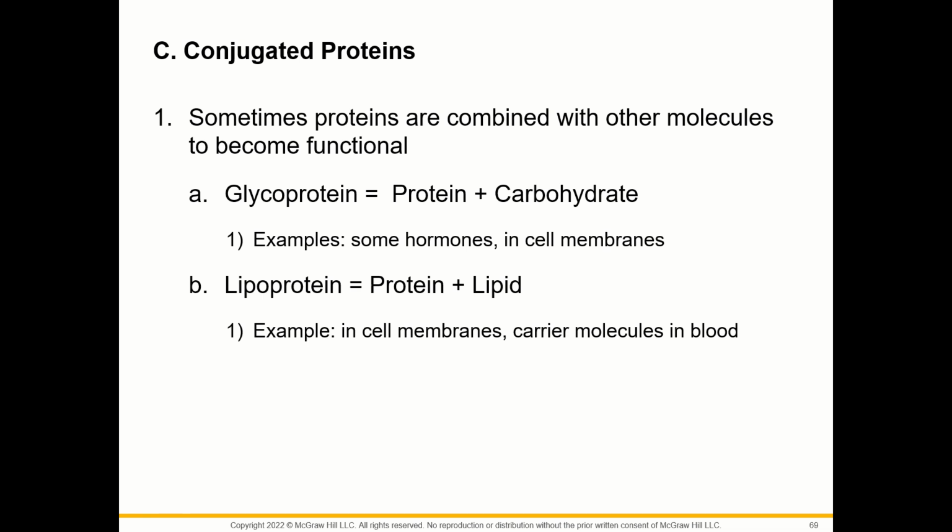Conjugated proteins. Sometimes proteins are combined with other molecules. I love these, like the glycoproteins. So that's going to be a protein and a carbohydrate. And there will be hormones and also some cell membranes. Back to the cell membrane here. We talked already about phospholipids, cholesterol, integral proteins, and now we're talking about glycoproteins. The glycoproteins in the cell membrane are important for cellular communication. They're how your immune system recognizes your cells as yours.